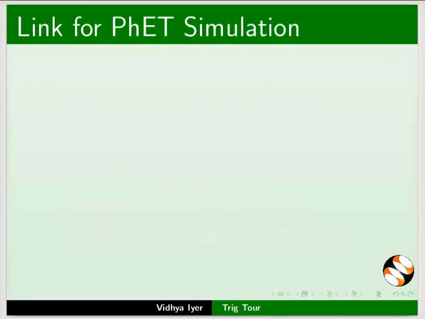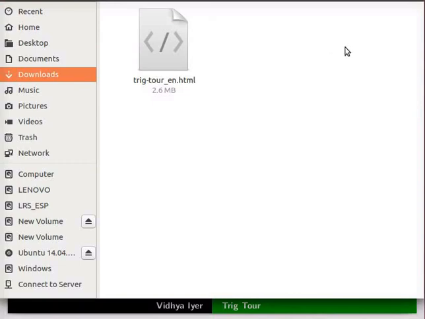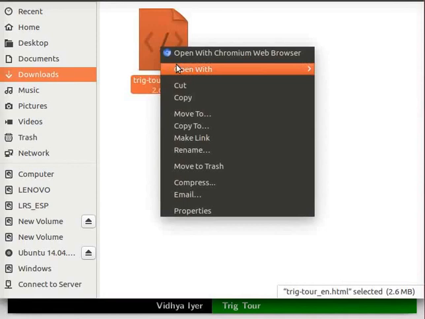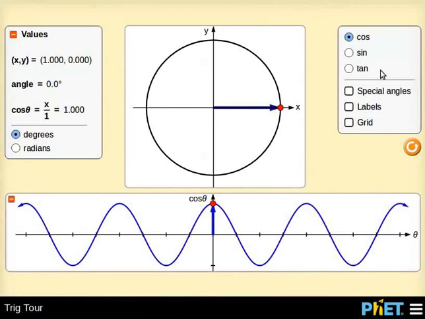Let us begin. Use the given link to download the simulation. I have already downloaded the Trig Tour simulation to my downloads folder. To open the simulation, right-click on the Trig Tour HTML file. Select the Open with Firefox web browser option. The file opens in the browser.